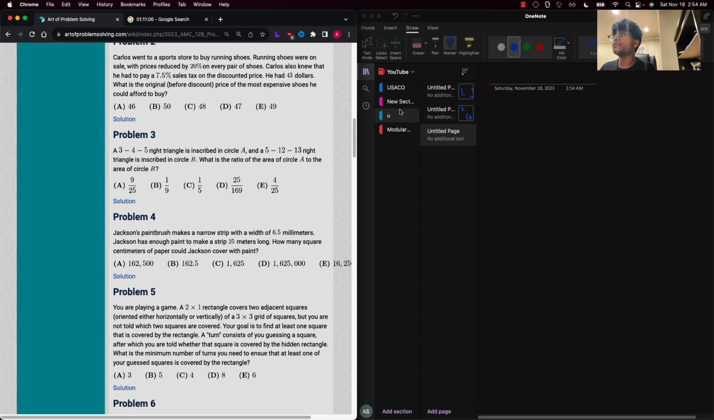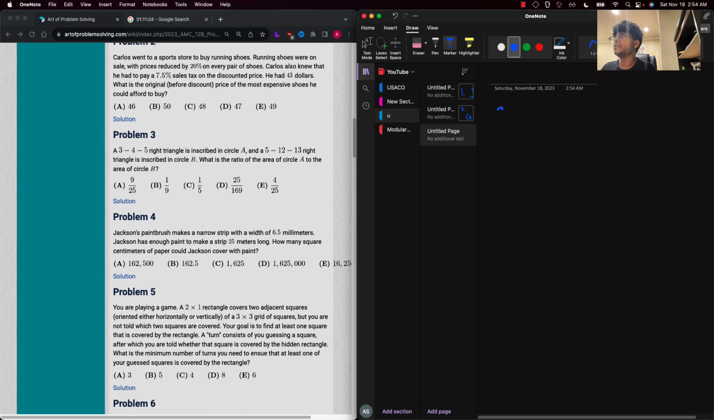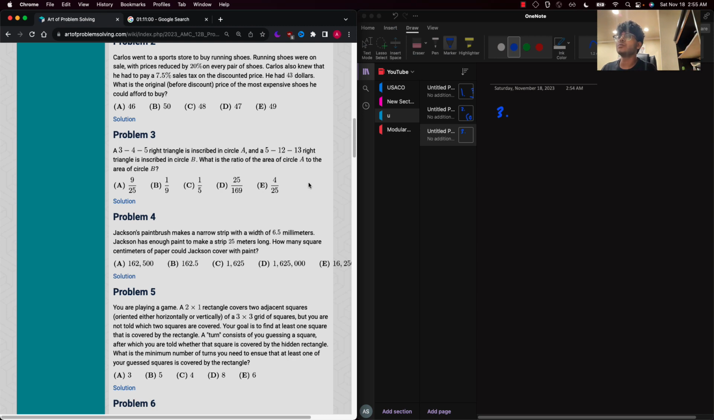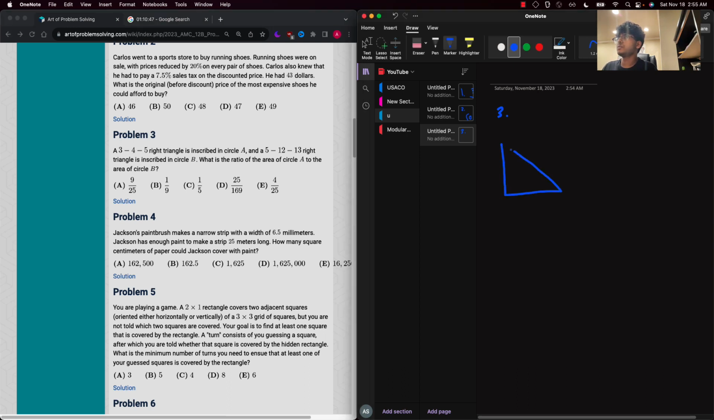3, 4, 5. This is problem 3. A 3, 4, 5 right triangle is inscribed in a circle A and a 5, 12, 13 right triangle is inscribed in circle B. What is the ratio of the area of circle A to the area of circle B? So I guess we'll just draw what they're saying. 3, 4, 5.